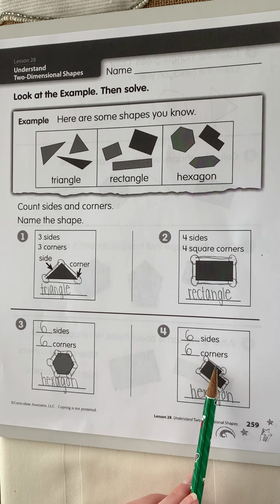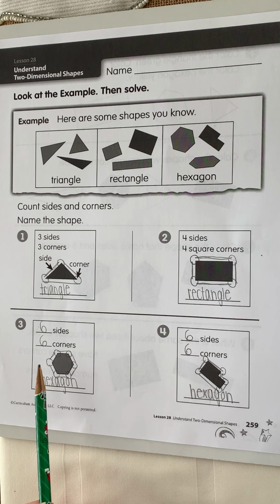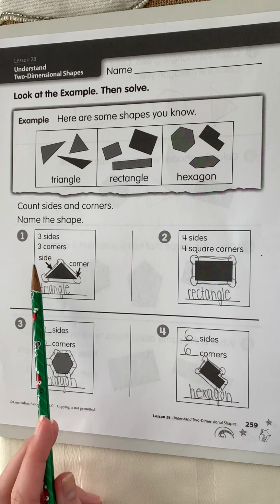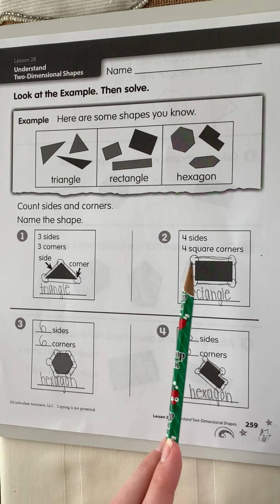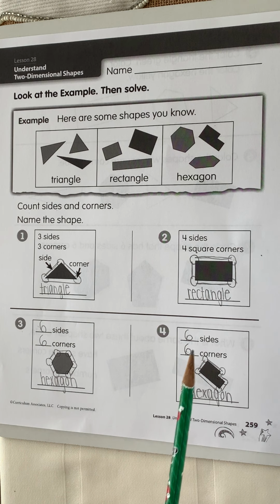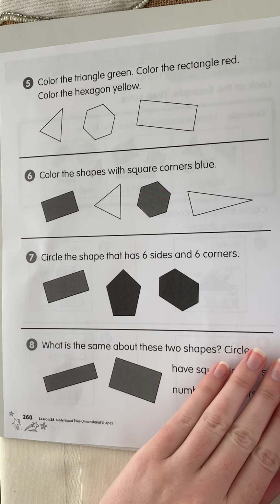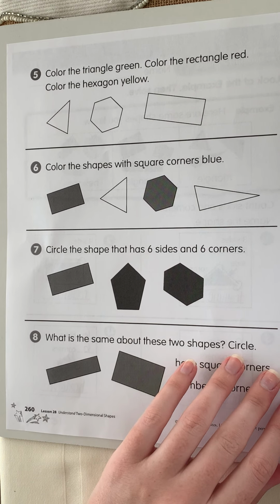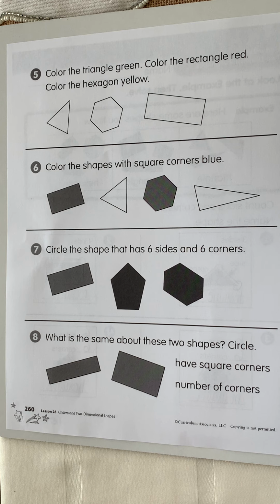Although these shapes look very different, they are considered hexagons because of the number of sides and the number of angles. Now that I have worked my way through number 1, number 2, number 3, and number 4, I'm going to go ahead and work on the rest of the questions here.